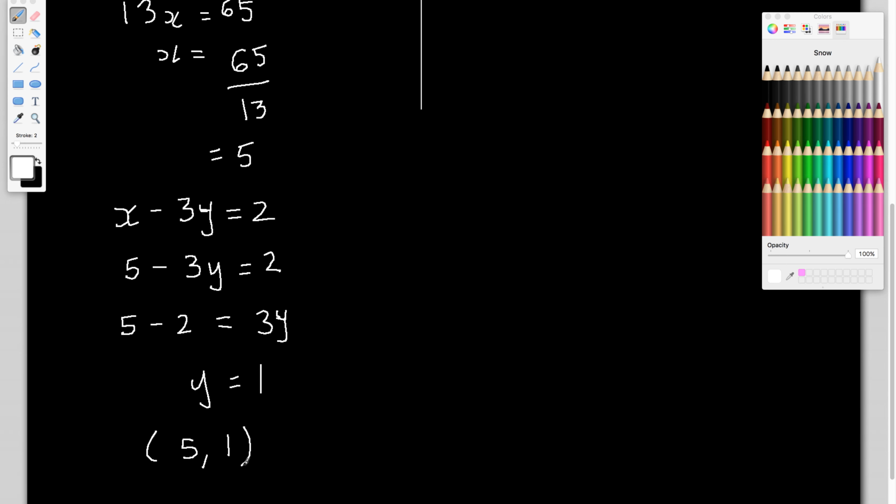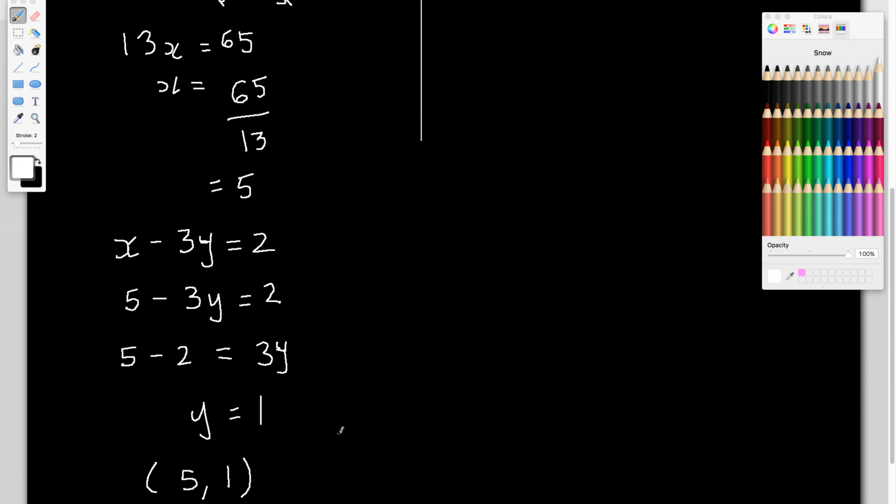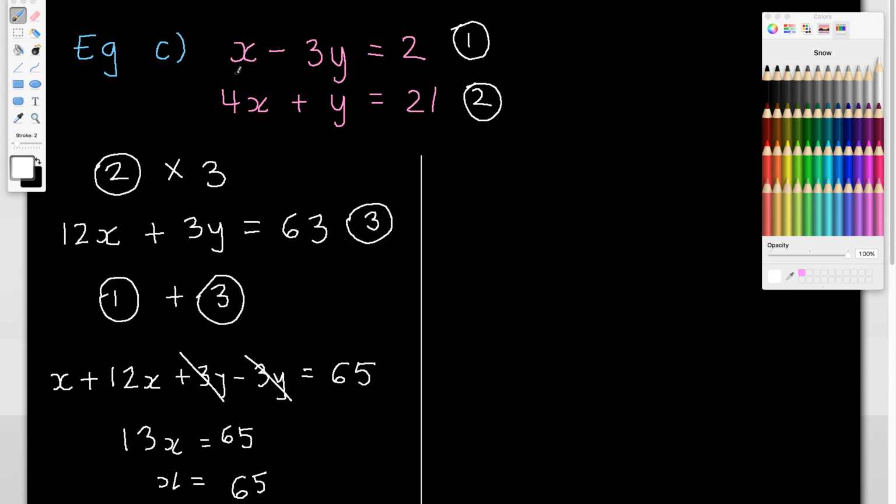Now you can, of course, do your little check. So 5, 1. You should have 5 minus 3 by 1, which is 2. 4 by 5 is 20. 20 plus 1 is 21. So that works. I know that my solution is correct.